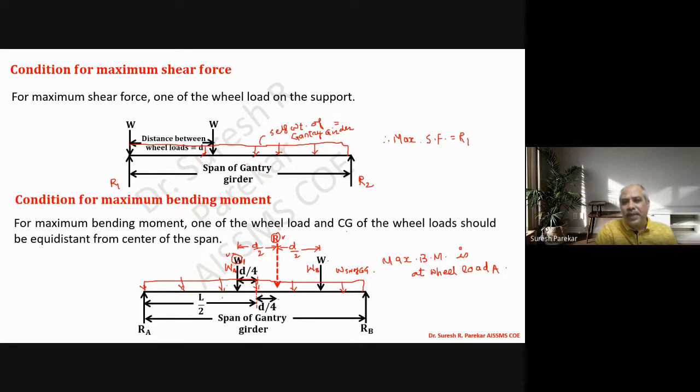Do not keep it as is. You know the value of wheel load, put it here. Span of gantry girder, you know, put the value. The distance between wheel loads, put the value here. R1, you know, put the value of R1, that is maximum shear force. D, you know, put D by 2 and D by 4 values, RA, you know, and then find out the value of maximum bending moment. That also you have calculated. Put values over here. Do not write the equation, but the values you have to put.